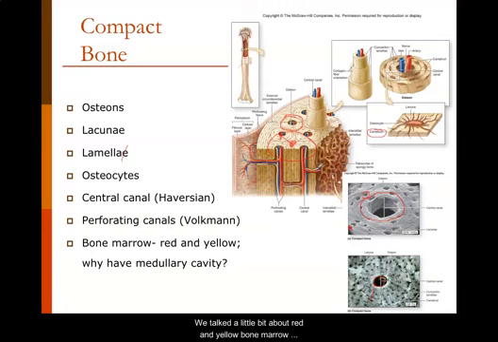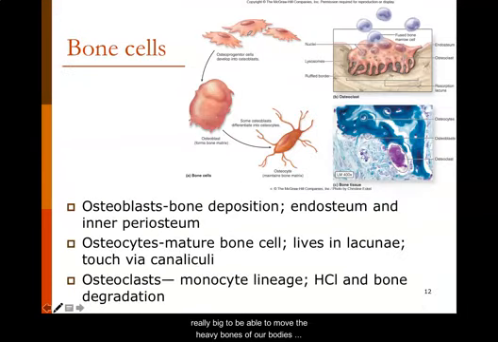We talked a little bit about red and yellow bone marrow already. Remember that yellow bone marrow is going to fill the inside of our medullary cavities, and red bone marrow is going to fill the spaces within the spongy bone at each epiphysis of our long bones. And I already mentioned that we have these medullary cavities primarily to lighten our bones. If our bones were densely packed all the way through with compact bone, they would be much, much heavier, and our muscles would have to be really big to be able to move the heavy bones of our bodies. So it lightens the load to have your bone be hollow.